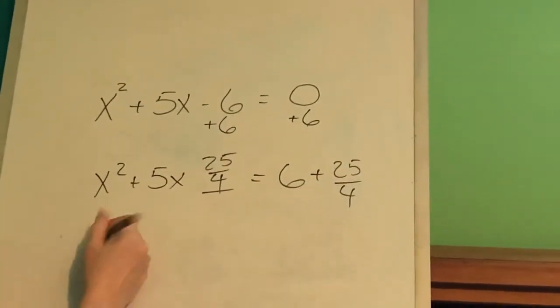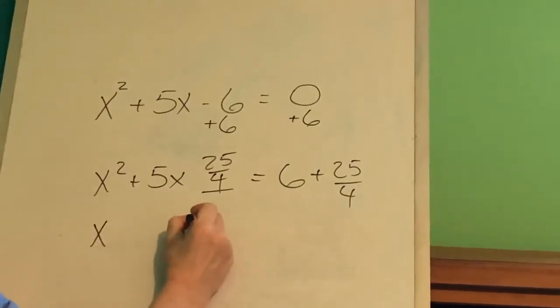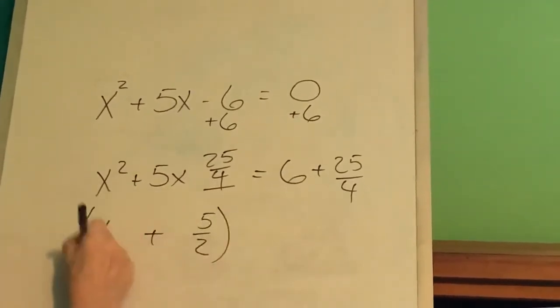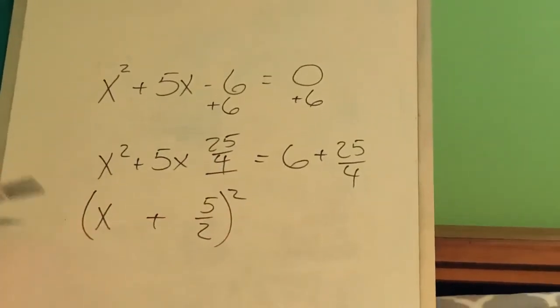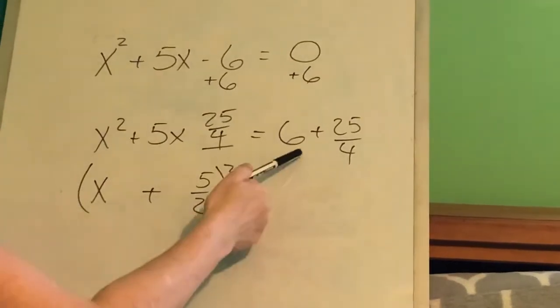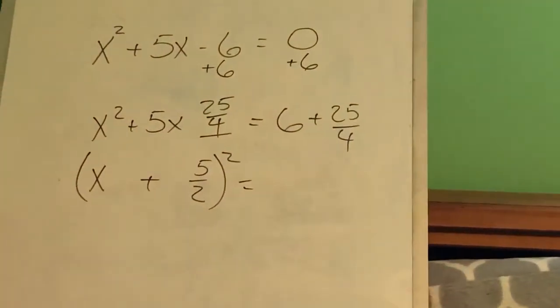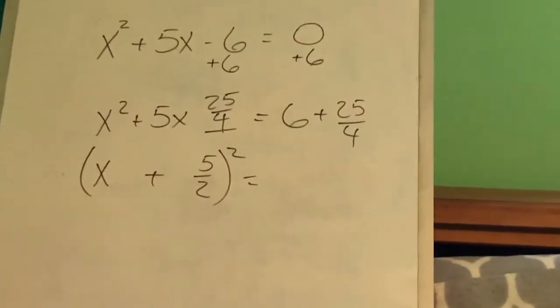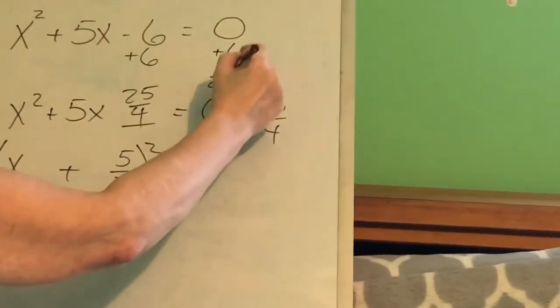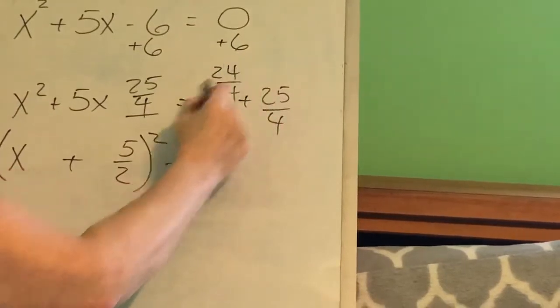Square root of x squared, square root of 25 fourths, sign of the linear term. It's squared because a perfect square trinomial gives us a binomial squared. Now we have to be careful over here. I've got 6 and I've got 25 fourths. I need a common denominator. So we're going to change 6 to 24 over 4.